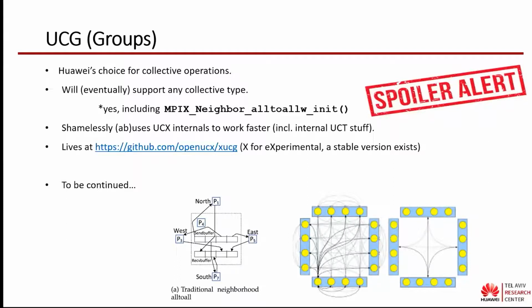UCG is our work on groups or MPI collectives. We just called it groups to be more general, including some crazy MPIX neighbor all-to-all init, now implemented. Well, not submitted, not in the repository yet. It's just a working copy, but we have a lot of work on this, and we do a lot of the changes in UCX to satisfy the requirements here, and I'll talk about it separately.